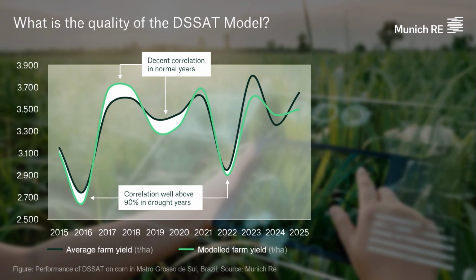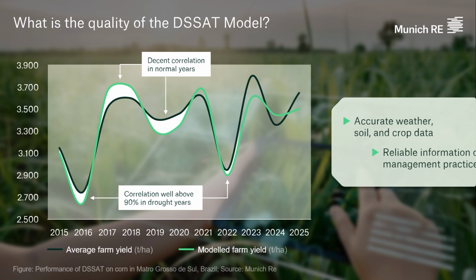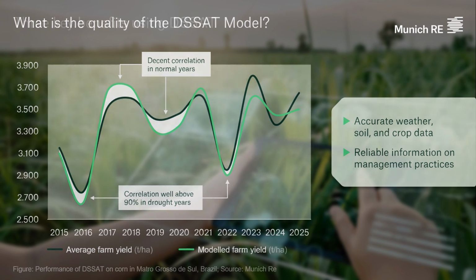These deviations mainly stem from the quality of the input data. Strong results depend on having accurate, high-resolution weather and soil data combined with reliable details on management practices. When these inputs are robust, as you can see, the model delivers.